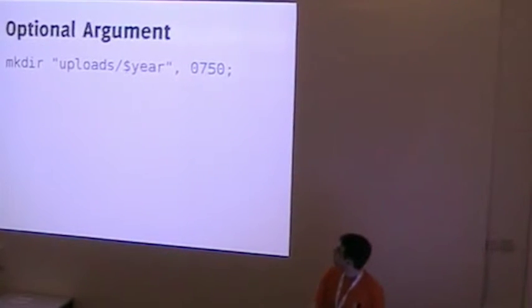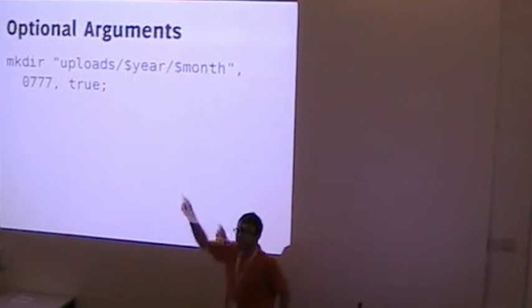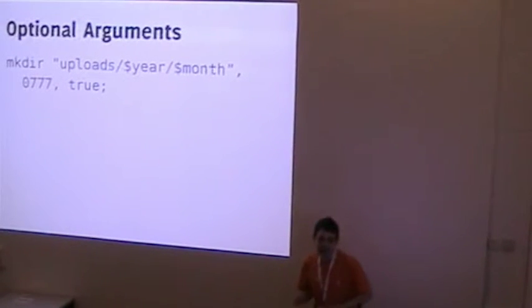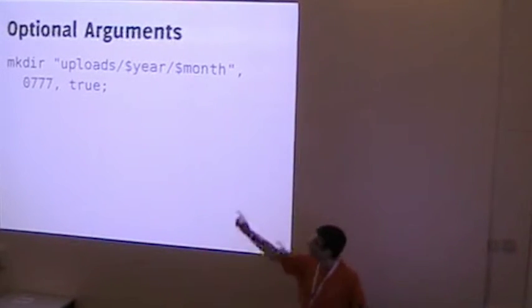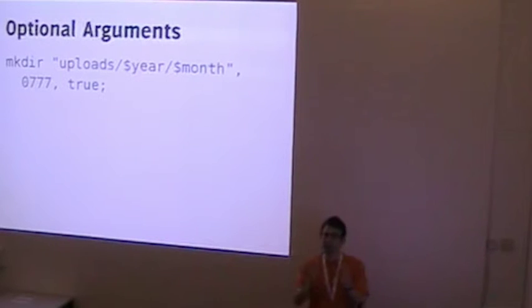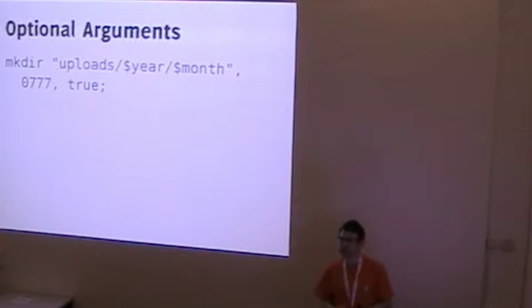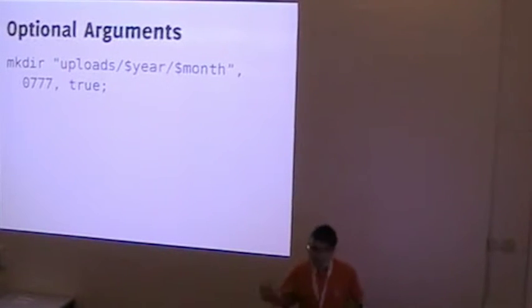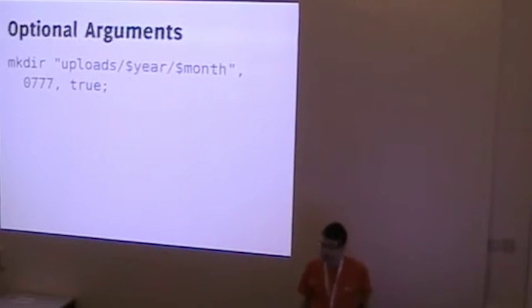That's fine. But actually, there's more than one optional argument. Anyone like to guess what that true at the end is for? Any guesses? Okay, it's the same as on the command line, the -p flag. So you may notice I've not created the year and month in there, so it will create as many nested subdirectories recursively as you need. It's not great that it's just true, because that's quite obscure when reading the code, particularly if you have multiple of them. But the point is, they're both optional.